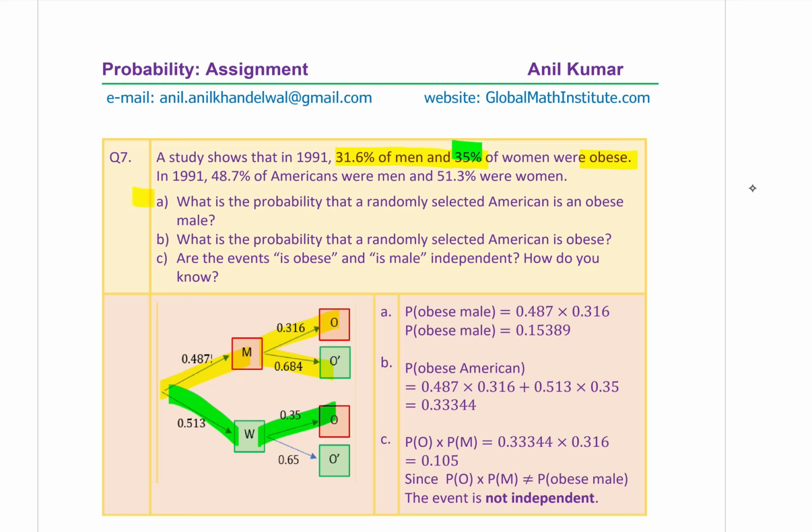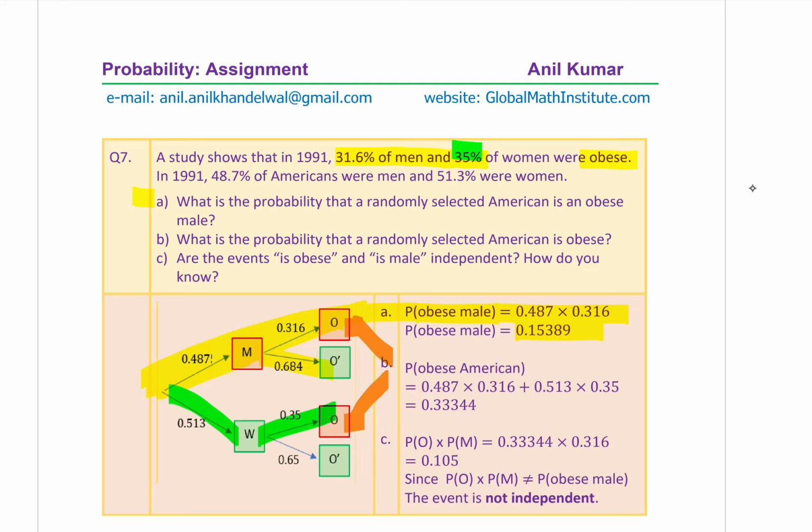So, part A, what is the probability that a randomly selected American is an obese male? When you're looking into obese male, we know this is male and that is obese, right? So we can multiply that first arm right away to get our solution. So that gives you the answer. Part B is, what is the probability that a randomly selected American is obese? So that means it could be a man or a woman. So both could give us the result, and therefore we combine the two arms and get our answer for part B.